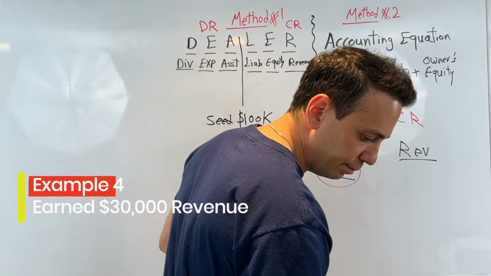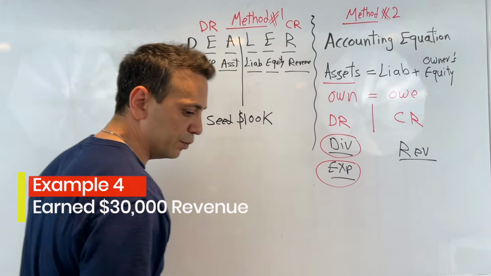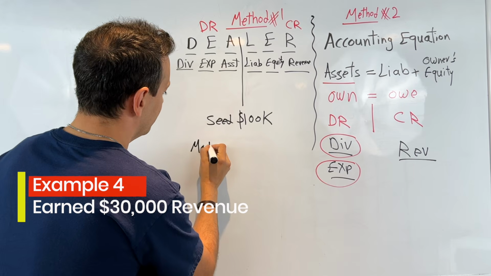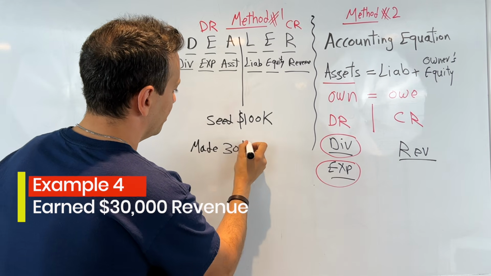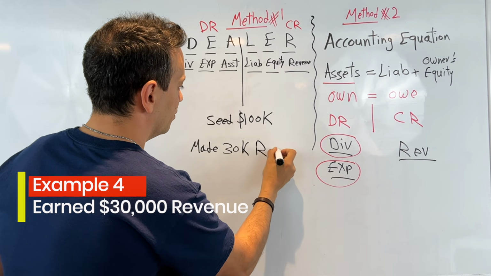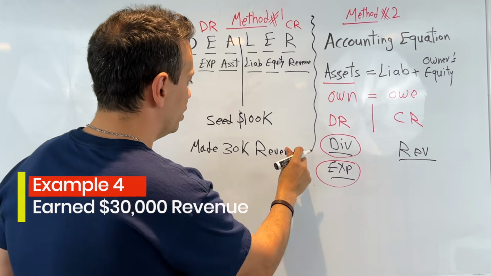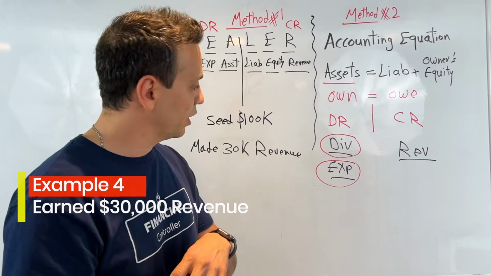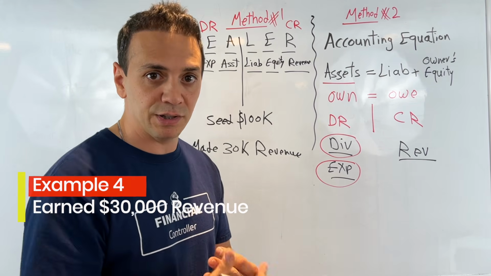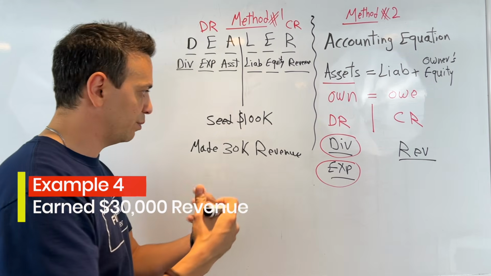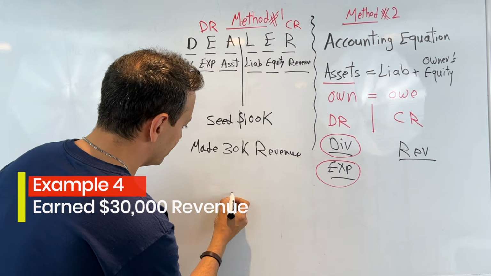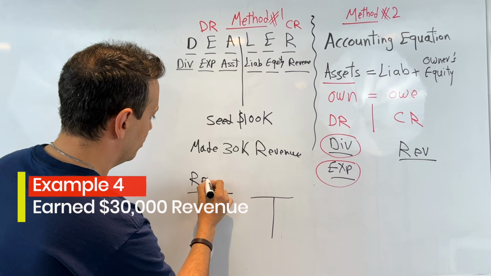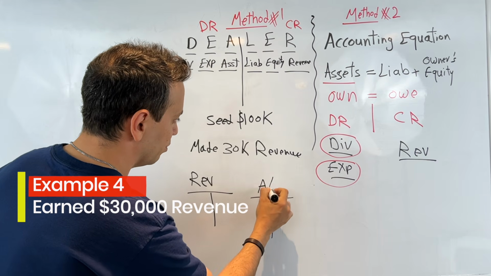All right, we have $30,000 in revenue. So made 30K in revenue. All right, so when you make 30K in revenue, what are the two accounts that are involved here? So one of them is revenue, and the other one is most likely accounts receivable, right? If you're selling on credit. So you have accounts receivable, which is an asset. All right, so you got your T accounts here, one for revenue and one for accounts receivable.